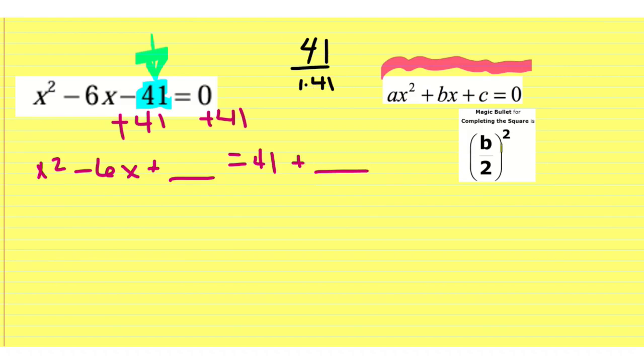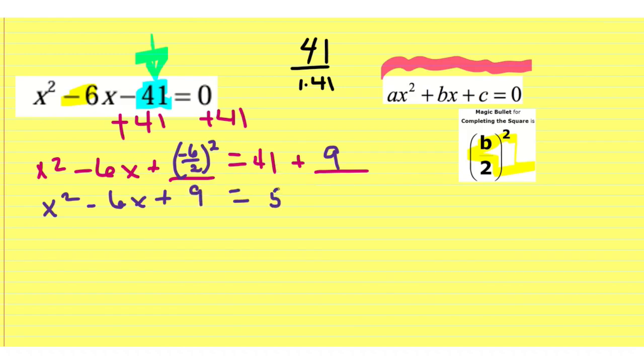And we're going to put b over 2 squared. Our b is going to be negative 6, so that means in the blank I'm going to put negative 6 divided by 2, all squared. And when I work it out, my negative 6 divided by 2 is negative 3. Negative 3 squared is going to give me a positive 9. And that means that I can rewrite this as x squared minus 6x plus 9 is equal to 50.